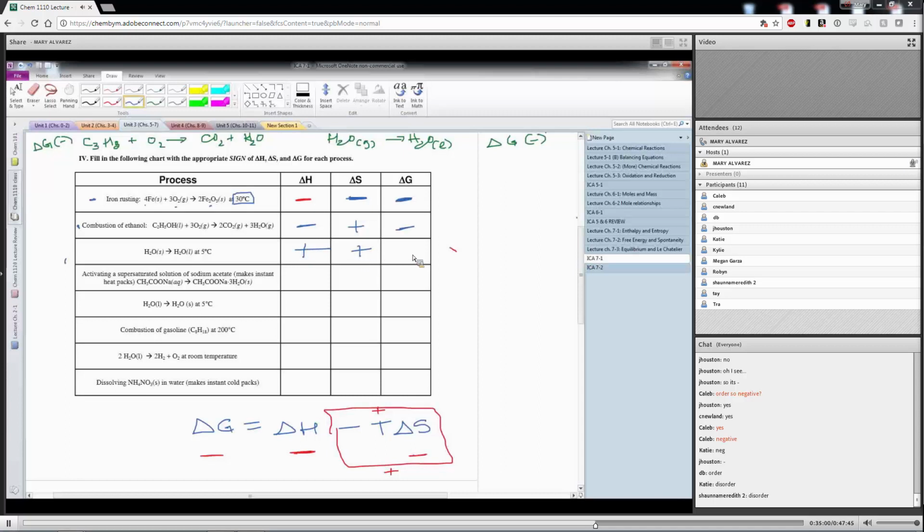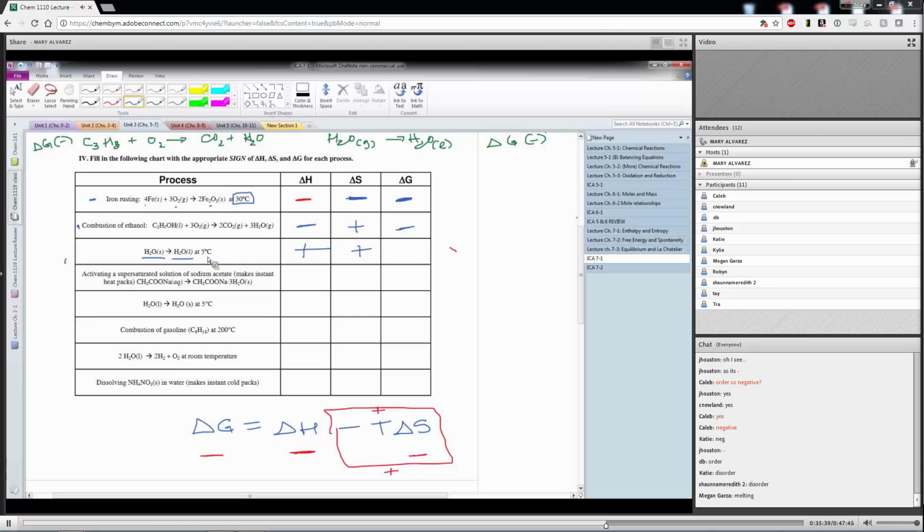Now, before we go through the mental gymnastics, let's ask ourselves, does solid water become liquid water spontaneously at 5 degrees Celsius? See, I gave you a temperature here. That's not because I want you to plug that in here. No, it's because I want you to use some common sense. What do we call this process where solid water becomes liquid water? Melting. Yes, okay. So ice melting.